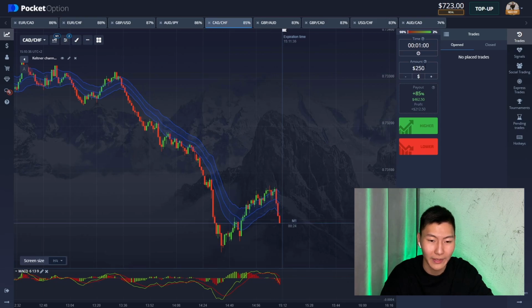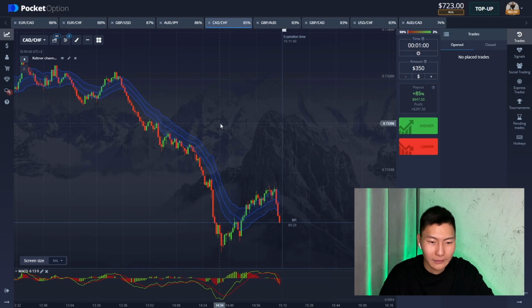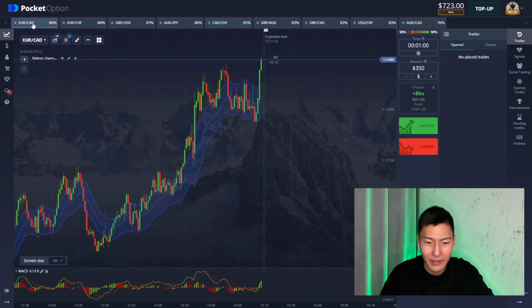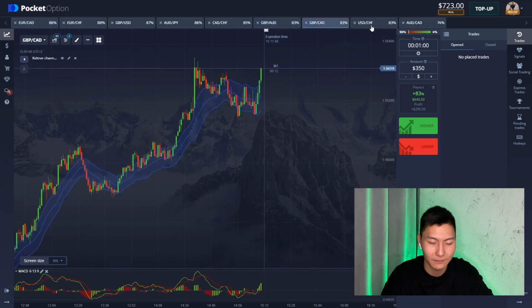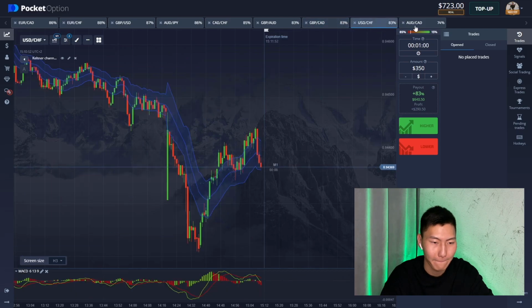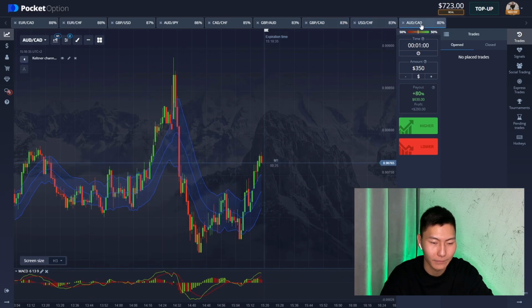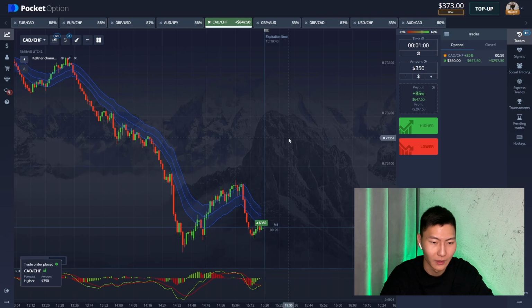Let's put down $350 as the trade amount and find the next currency pair, guys, for the most promising trade entry. So let's take a look. Here we open a long position. We've already detected the entry point.